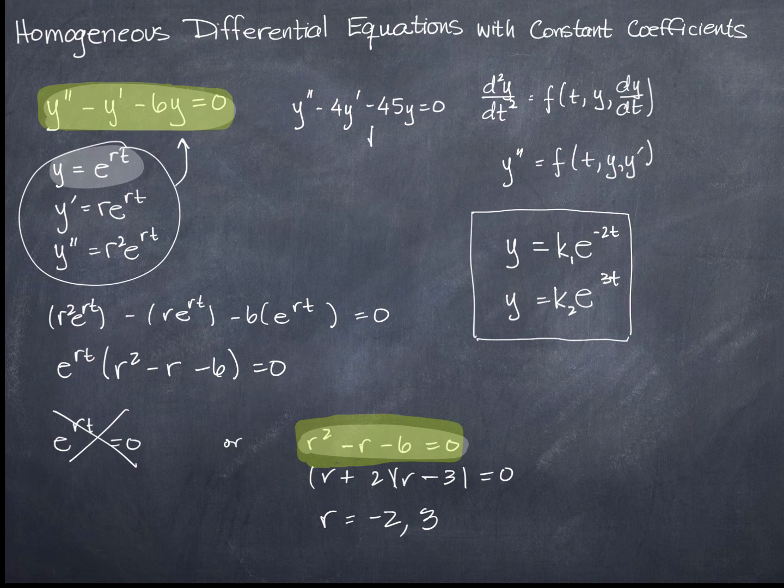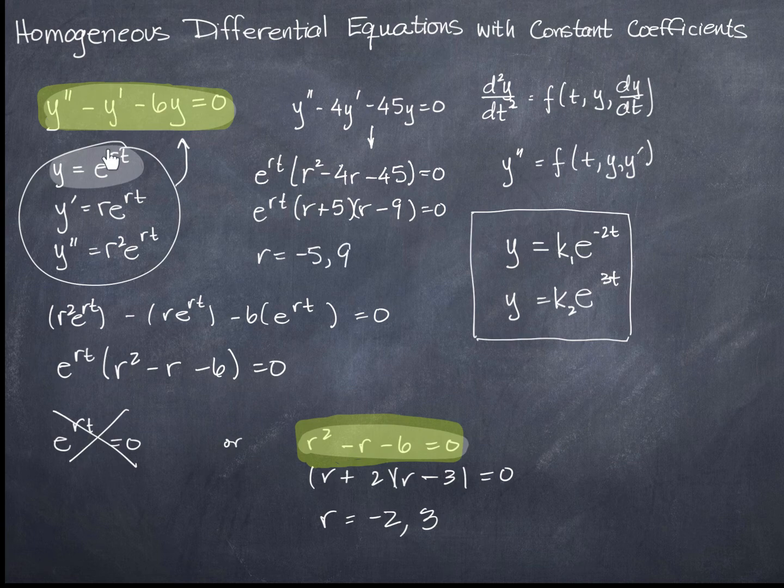So I can jump straight from this to this, e to the rt times r squared minus 4r minus 45 equals 0. And then I can factor that. That turns out to be 5 and 9. Let's see, I'll put the 9 there and the 5 there, and it's minus 4, so minus 9. So I have r equals negative 5 and 9.